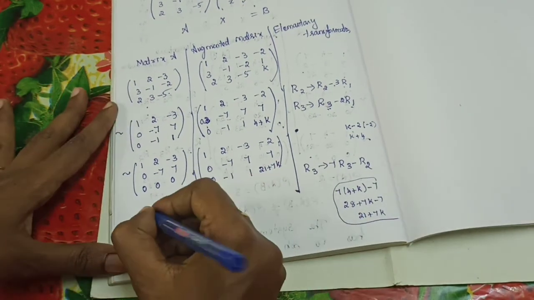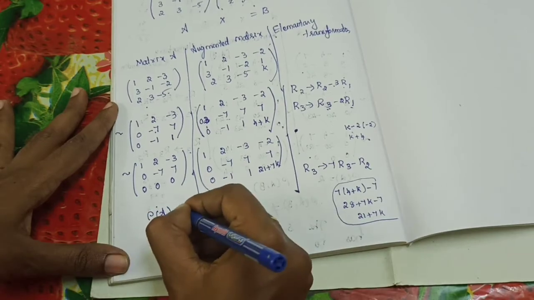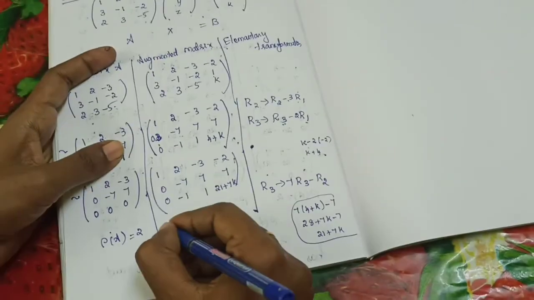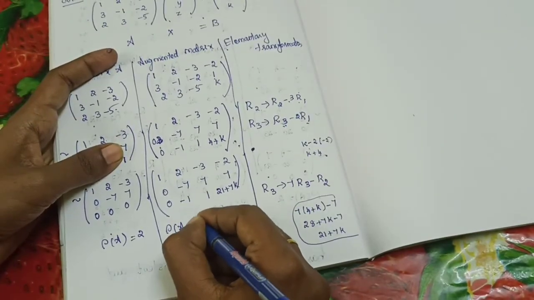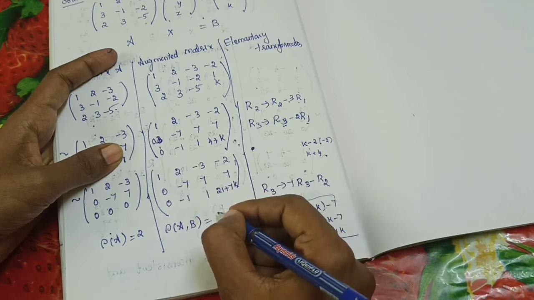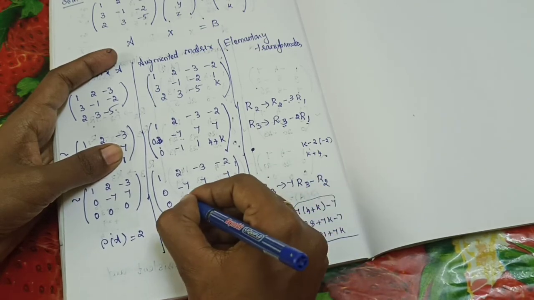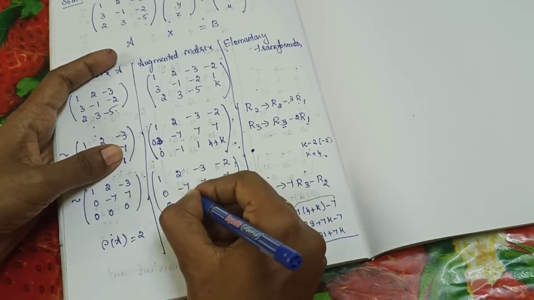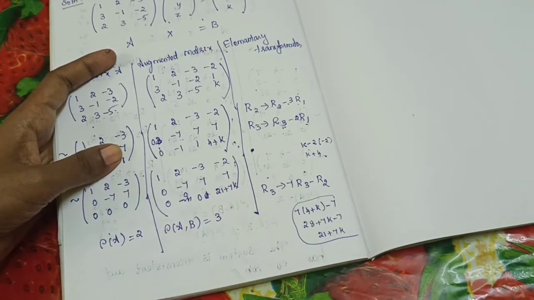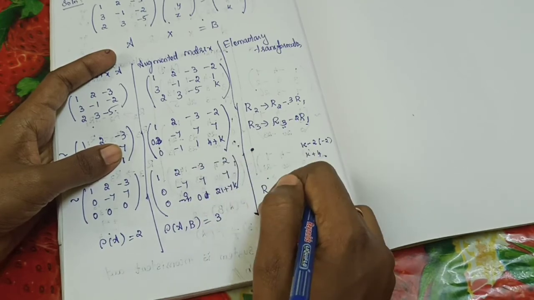Understand? Okay. Now rank of A is equal to how much? 2. Then rank of A comma B is equal to how much? 3 is there. Is it right? This also is a non-zero row. Sorry, this is 0. Is it right? This also 0. Anyhow, it will be 3. Okay. So 3, you know.